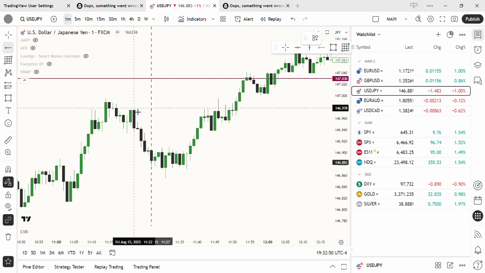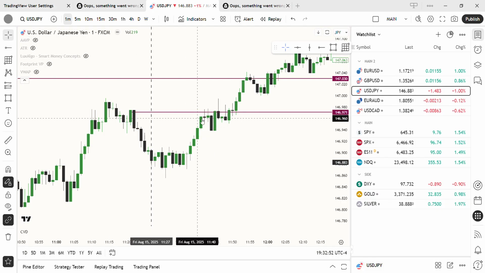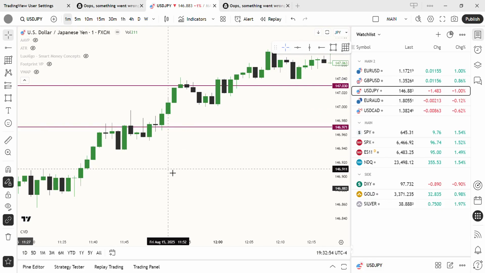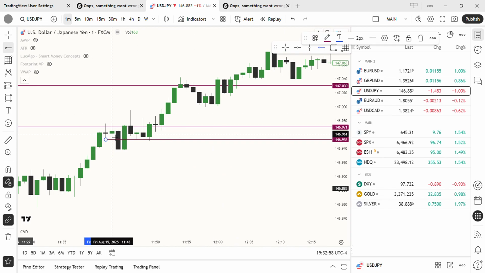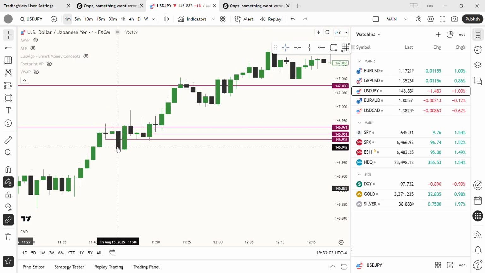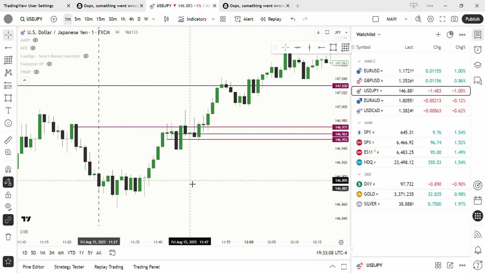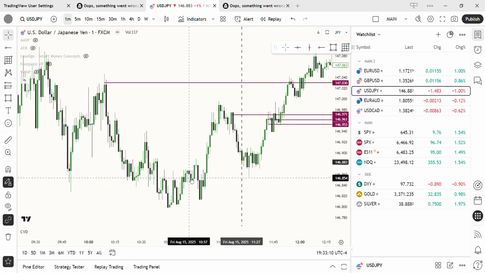What do we think? Here we come up, we sweep this liquidity, create this low, this green candle order block. What happens? Price breaks structure, comes up, retests the order block, bam, liquidated. Would this be something I would take?